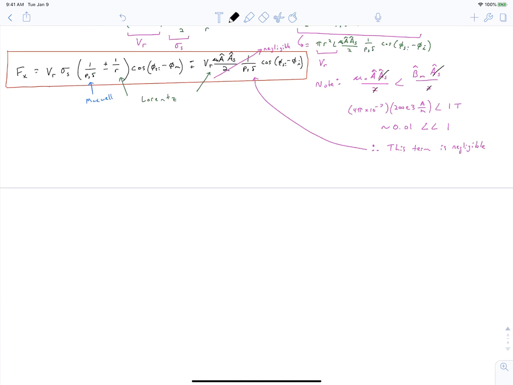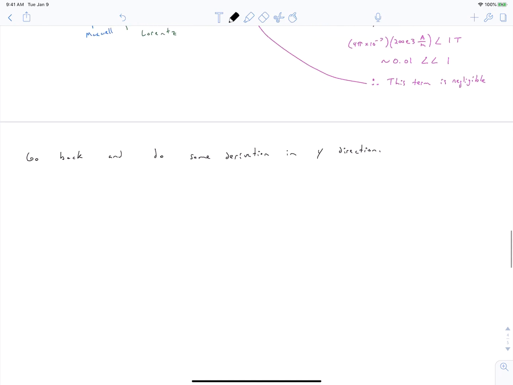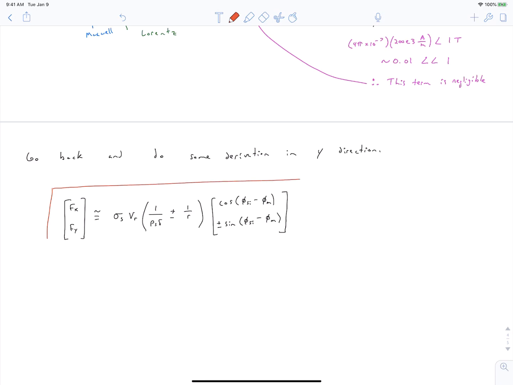You can go back and do the same derivation in the y direction. And if you do that and neglect the same terms that we neglected here, you can write your force expressions in the following form. And I'll put the almost equal sign, but we're going to take this as the truth, that this is exactly what they're equal to.